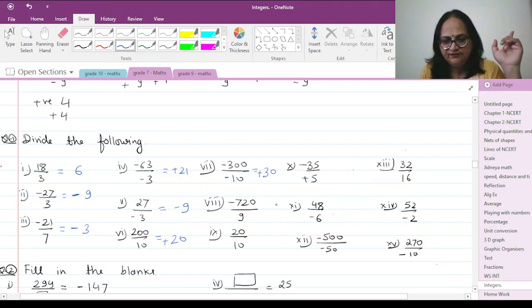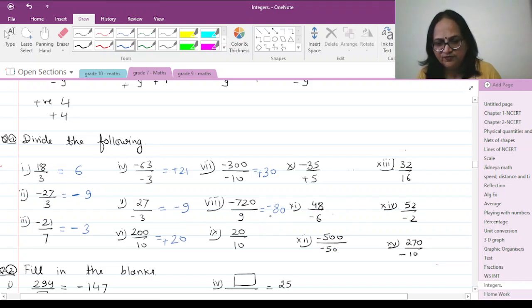This is negative. 9 8s are 72. So my answer will be negative 80. This is plus 2. Minus 35 divided by plus 5 is minus 7.